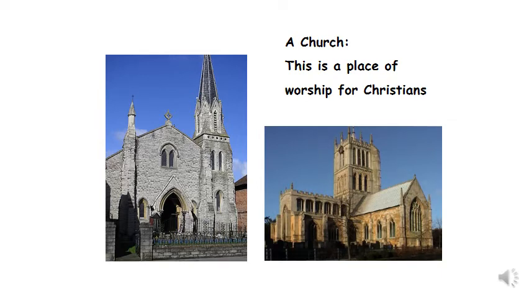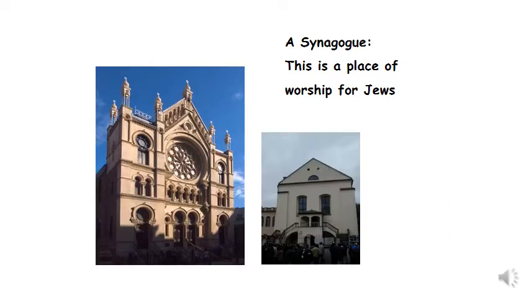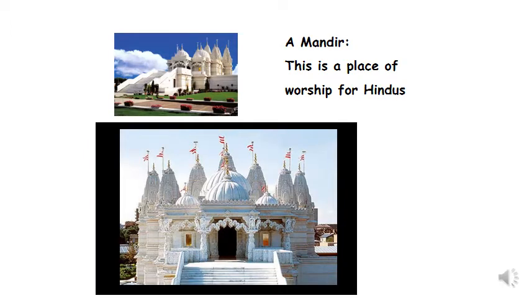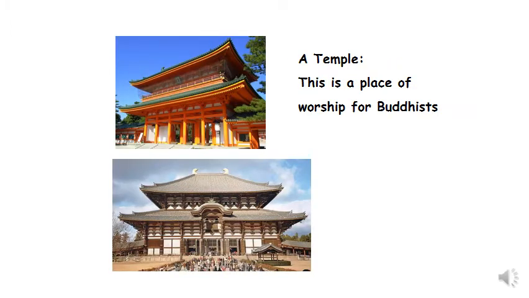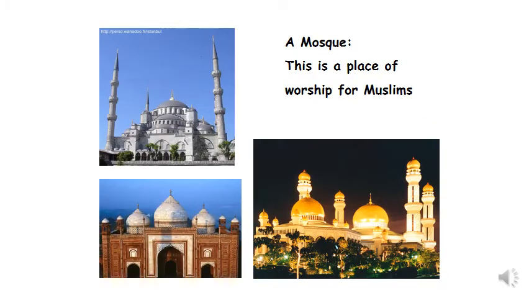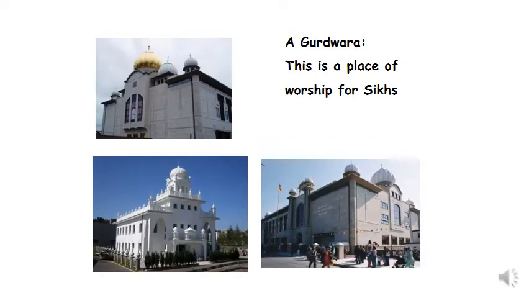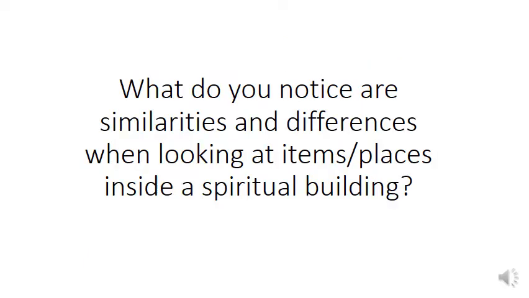Then we looked at different buildings, and this was a church, which is a place of worship for Christians. This is a synagogue, a place of worship for Jews. A mandir, a place of worship for Hindus. A temple, a place of worship for Buddhists. A mosque, a place of worship for Muslims. And a gurdwara, a place of worship for Sikhs.